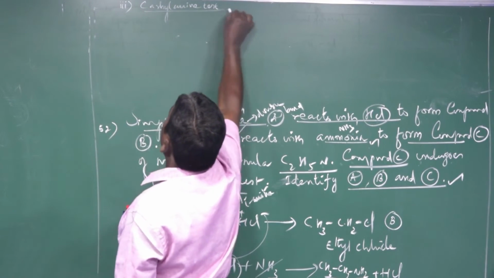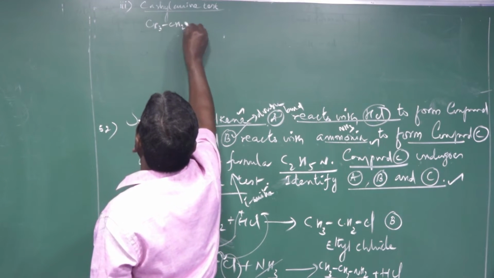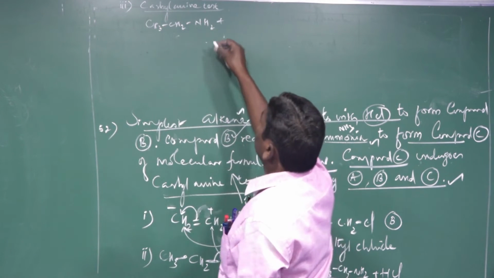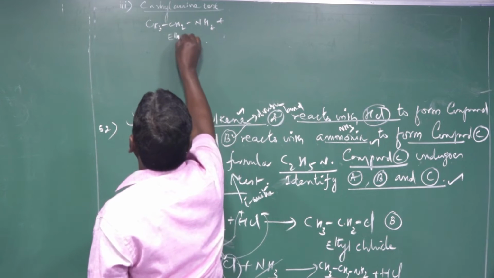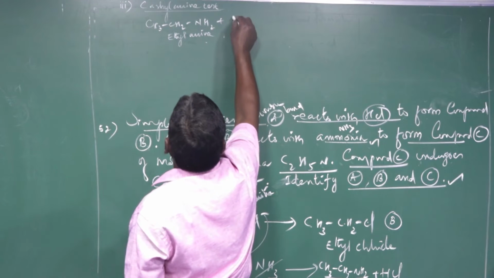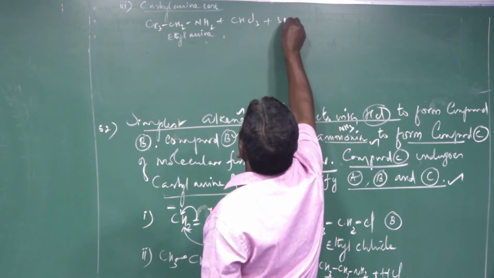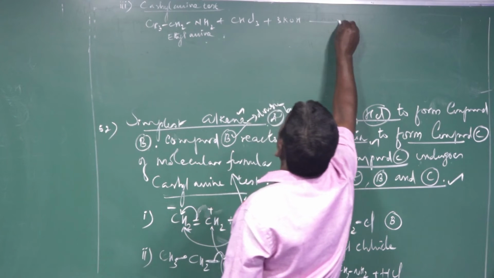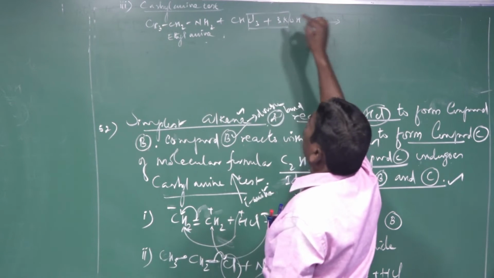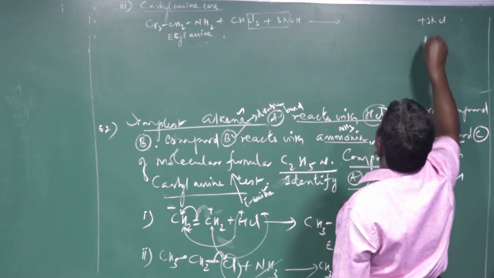Here is the compound C, CH3CH2NH2, ethylamine, plus chloroform CHCl3, plus 3KOH. Now you know the reactions. This reacts with chlorine and potassium, and it gives KCl as a product, 3KCl.